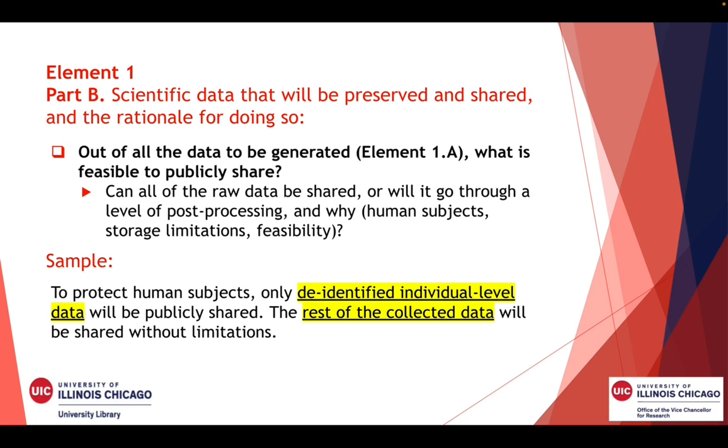Here you should specify, out of all the data to be generated and described in element 1A, what can be and what makes sense to publicly share. Can all of the raw data be shared, or will it go through a level of post-processing, and why?